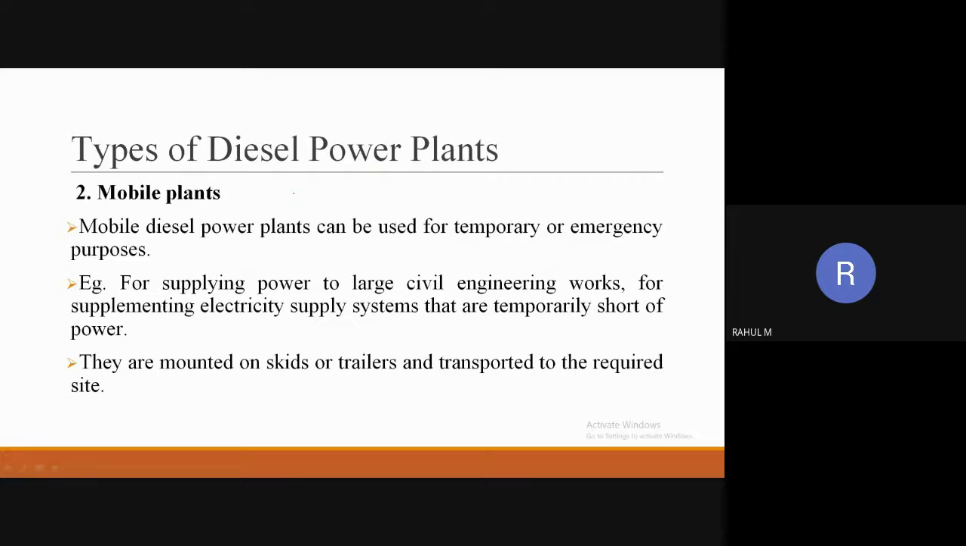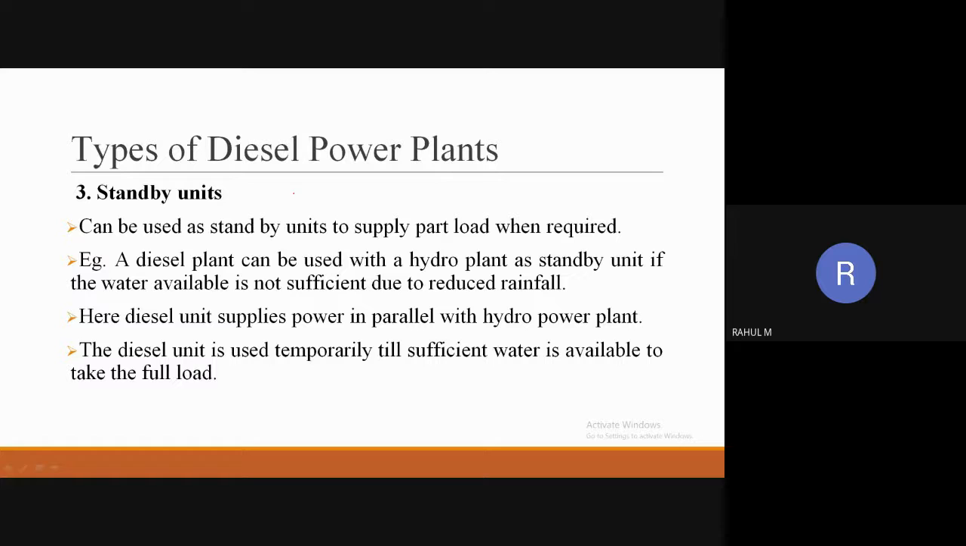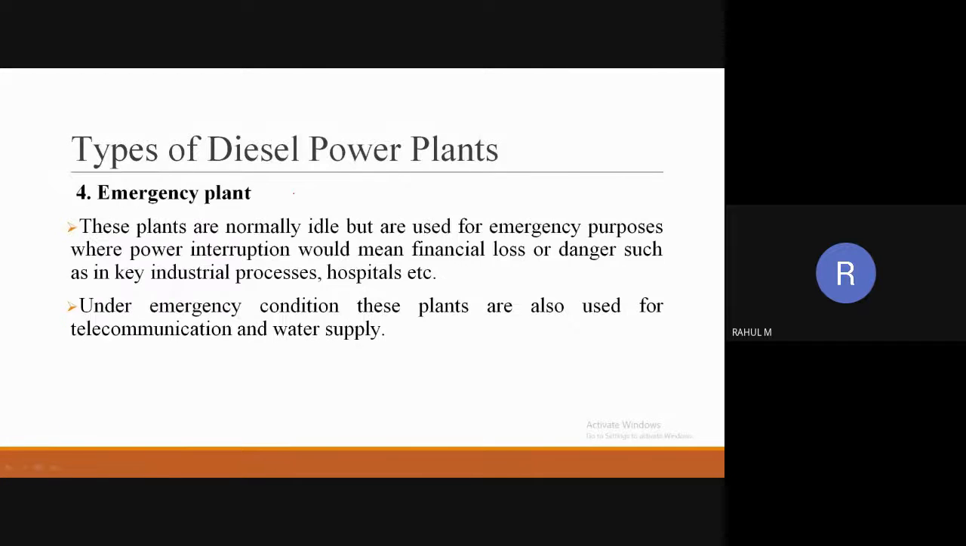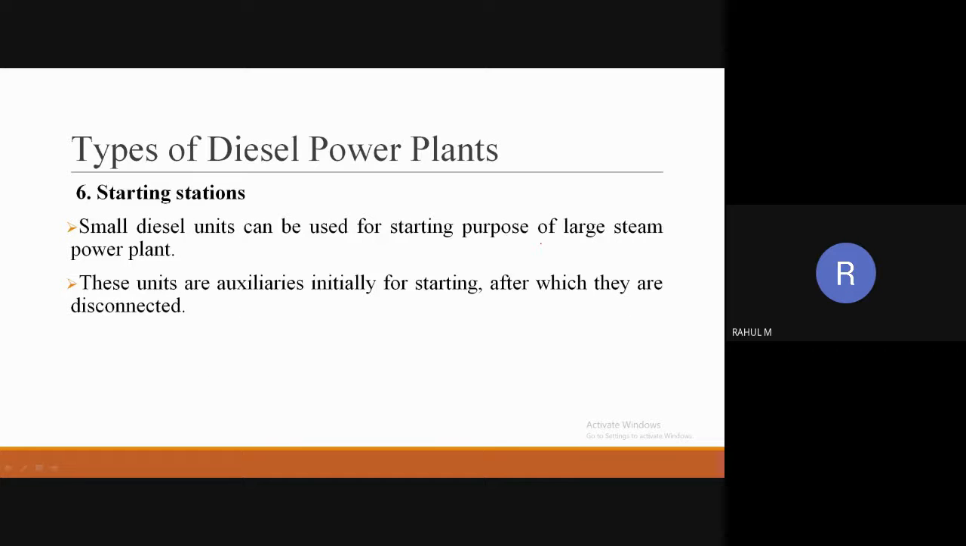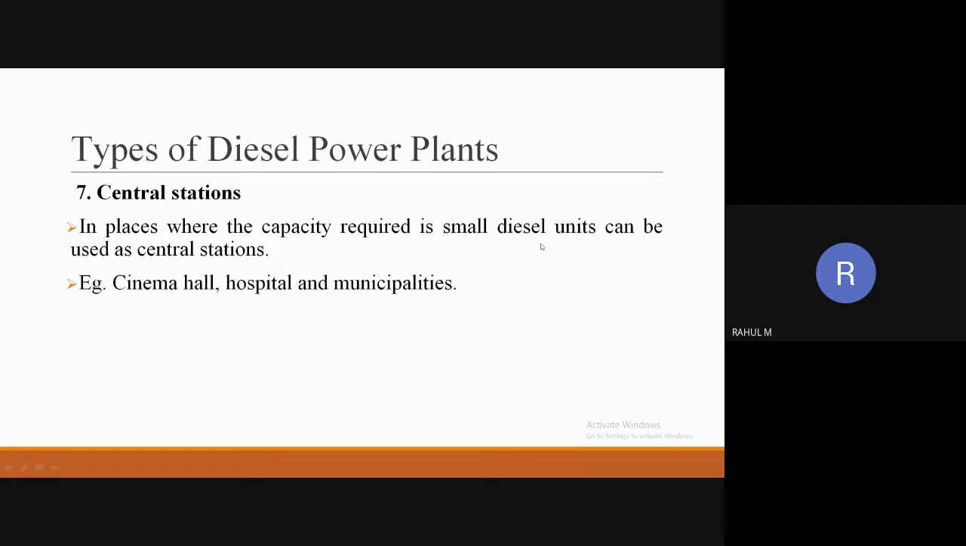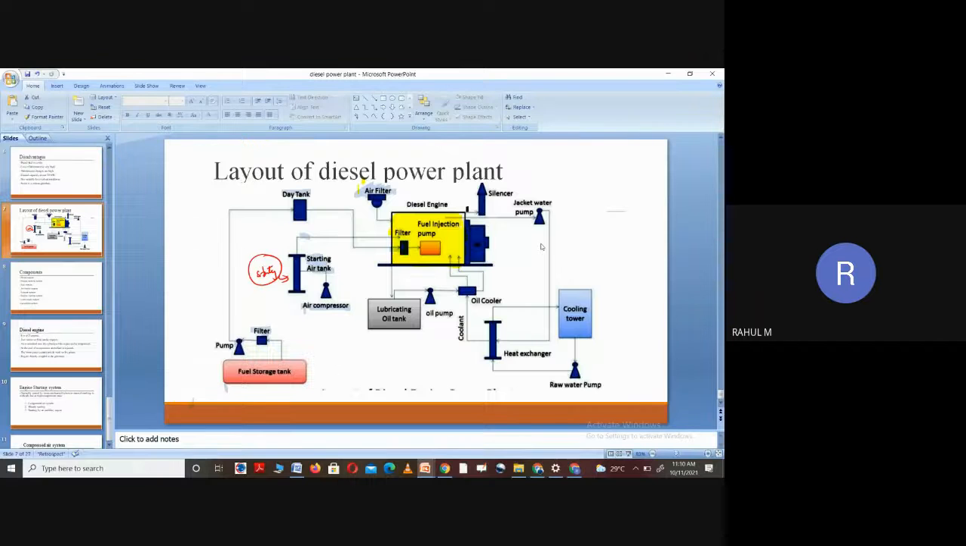Similarly, you have mobile power plants, as you can see in our college. Then you have standby units, also used as emergency plants. These are mainly used for emergency purposes, where power interruptions would mean financial loss or danger. Hospitals and similar places use emergency plants. These are the different types of power plant stations. These are the very basic things, so you can look into them. That completes your diesel power plant.